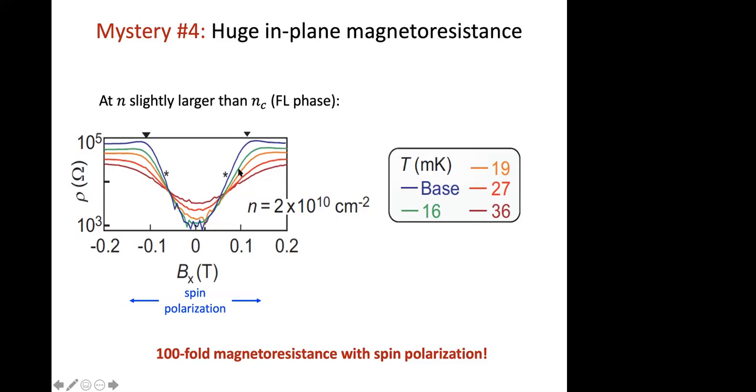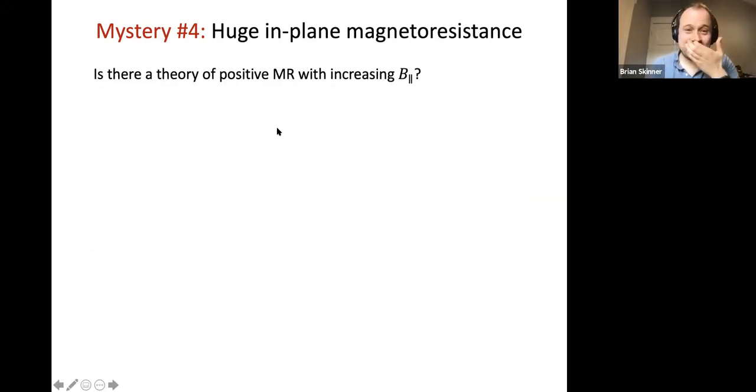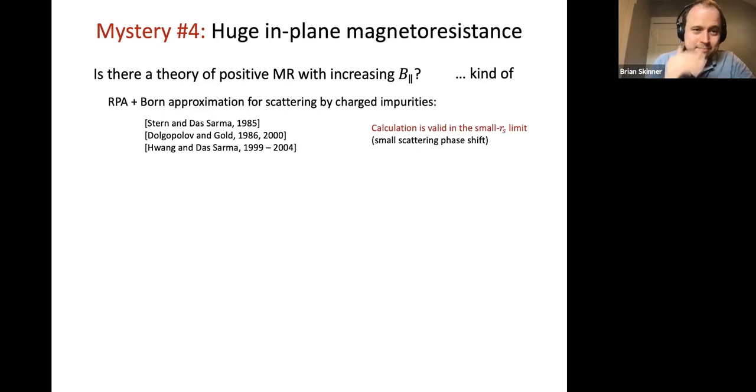Yes, thank you. Okay. So is there a theory that would have predicted the resistance to increase with spin polarization? And the answer is kind of. The obvious calculation that you can do is just the standard scattering calculation where you do random phase approximation plus Born approximation for scattering. And this calculation has been done many times in the literature. Okay, let's see. I have a bunch of objections already. So let me just start.